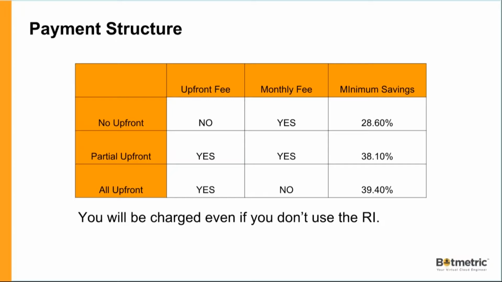If you are going with partial upfront, you get 38%, and if you go with no upfront, that is 28.6%. No upfront means you are not going to pay anything upfront, but you are getting into a commitment saying that whether I run the machine or not for the next 12 months, you can charge me this much every month. If you run it, you will get 28.60% savings, and every month you will be charged, but upfront you won't be paying anything. So if a big upfront amount is a problem, we can go with no upfront or partial upfront.